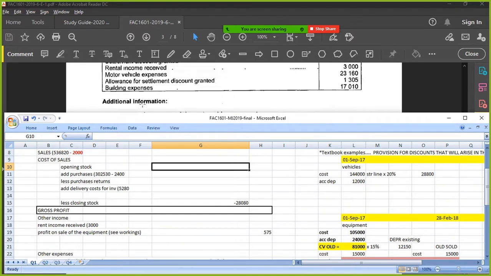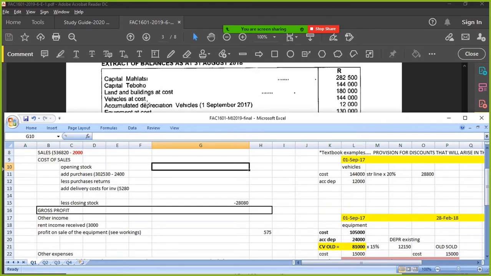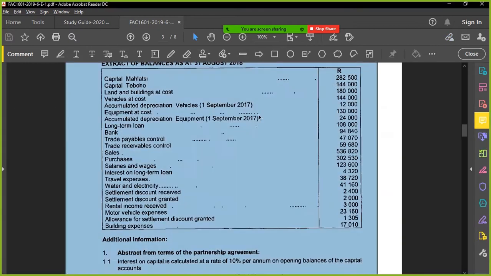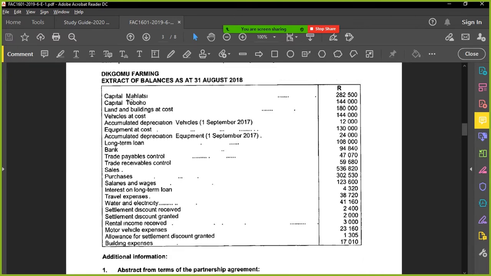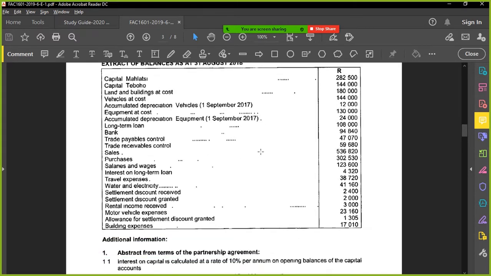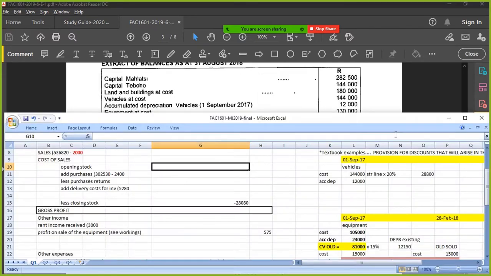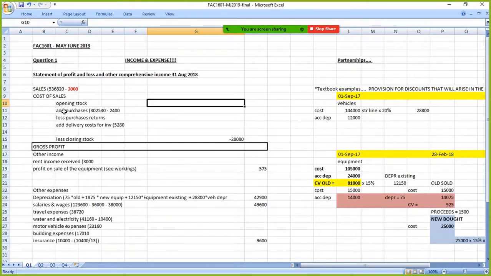But then if I look at my extract, where's my inventory here? Do you see inventory here? No, I don't see any inventory. Okay, so then I assume I had zero stock to start with. Does that make sense? Yes. Okay, and then we're done. All right, so I assume nothing to start with.